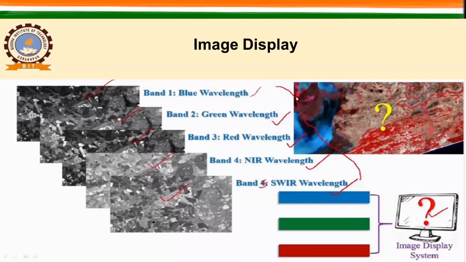So how do we represent or visualize these black and white images separately as a color image? Ultimately, we want to see something like this, where red represents some X material, blue represents some Y material. So how do we represent this? That we need to understand first. Okay, so just wait a second.